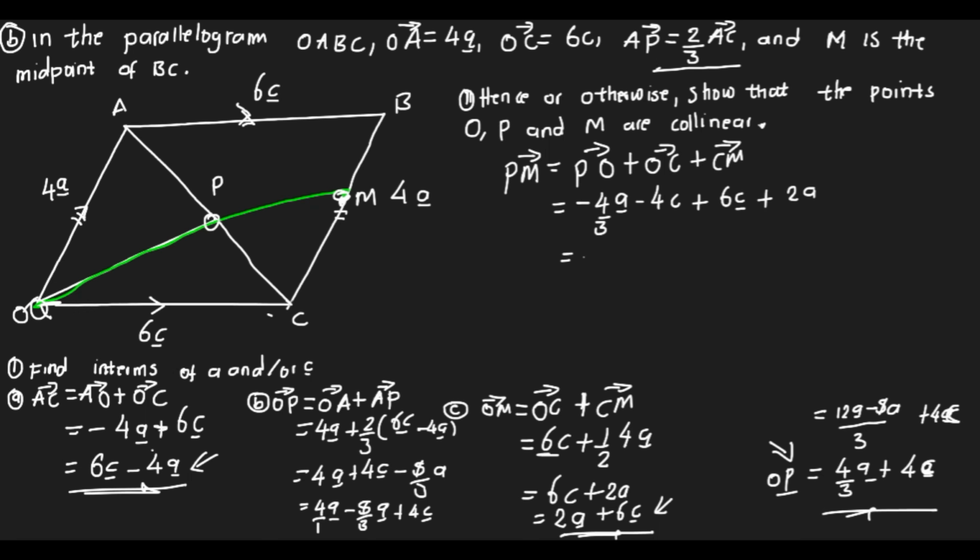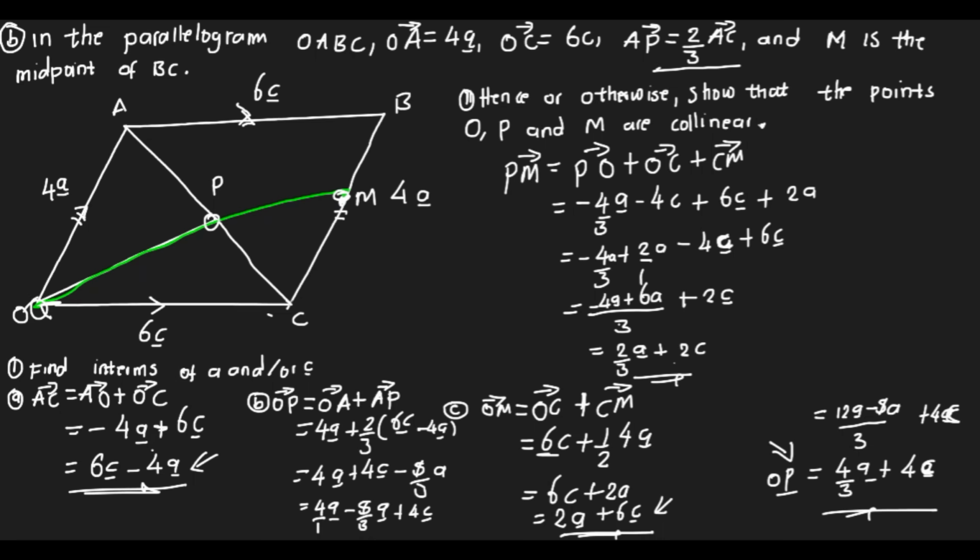Let's group the like terms. So negative 4 over 3 A plus 2A over 1, minus 4C plus 6C. So the lowest common denominator is 3. 3 into 3, 1 times 4A is negative 4A, plus 1 into 3 is 3 times 2A, we get 6A. Negative 4C plus 6C is positive 2C. Then we can simplify here. Negative 4A plus 6A is 2 over 3 vector A plus 2C.